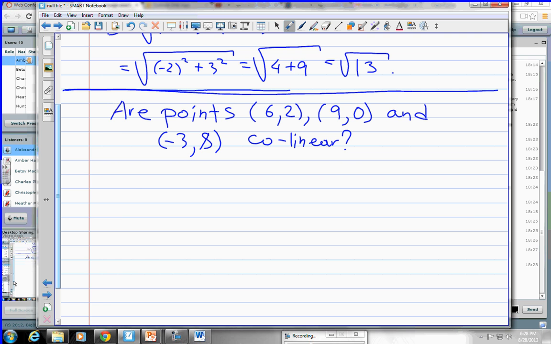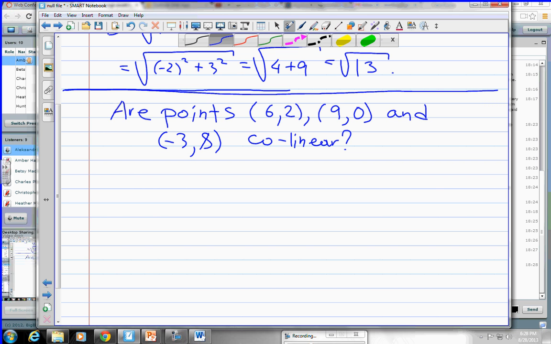So one thing that you cannot do is just go, well, here's the first one, here's the second one, here's the third one, and they look on the same line, so they're collinear. Not good enough. Another thing that you cannot do is say they do not look to be on the same line, therefore they're not collinear. So you cannot do this by just graphing. Is that okay? So we have to do some extra work.